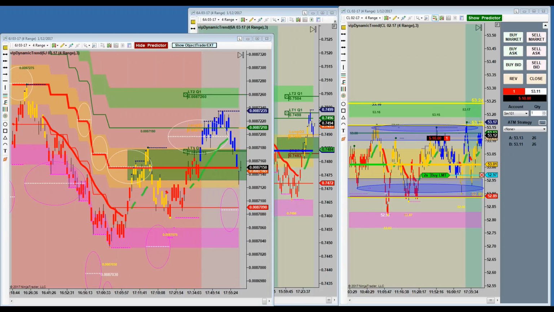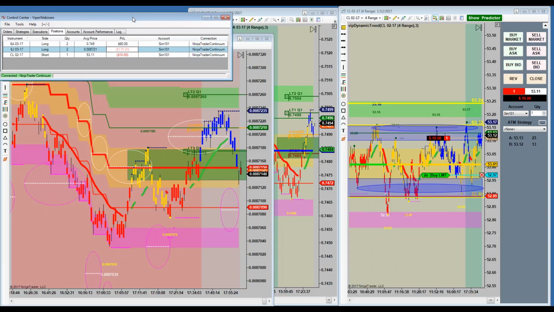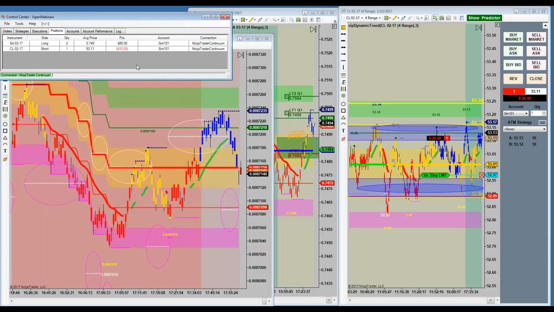Close position. Let me close it from the. Oh, by the way, did anybody know you can do that, right? Everybody knows you can do that. You can close it from several places. If you went out of that trade, close position. Boom, done, gone.